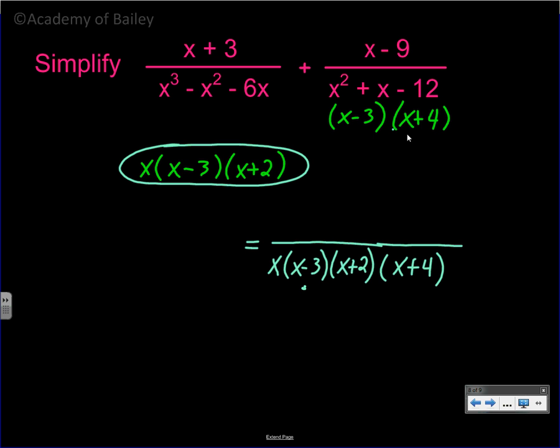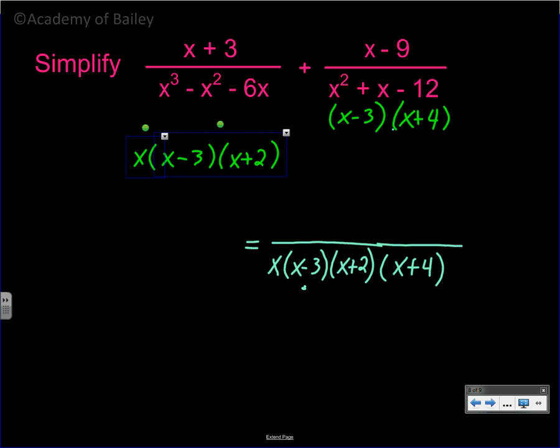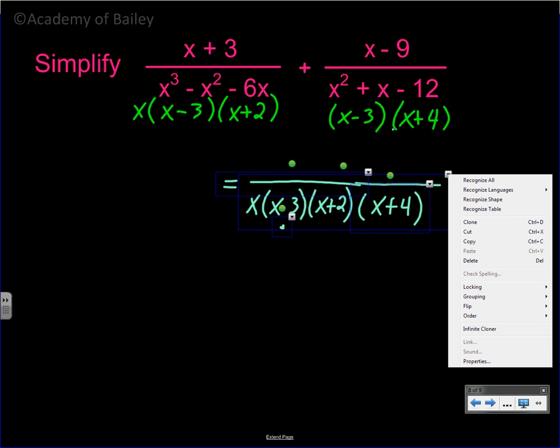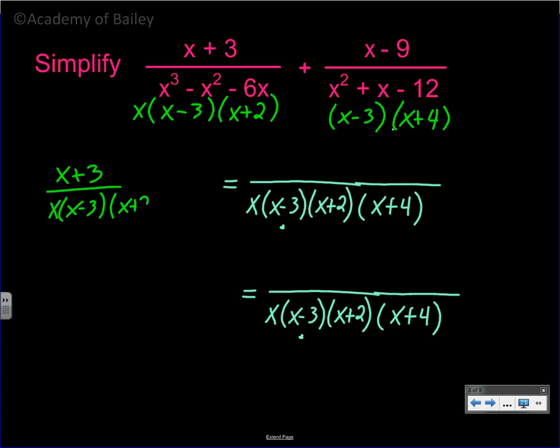I'm going to try and give us some room here. I'm erasing some things. There we go. All right, so we have a common denominator. Let's look at our fractions. We have x plus 3 over top of x minus 3, x plus 2.